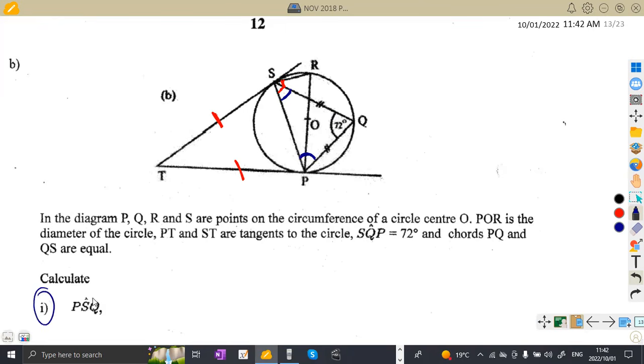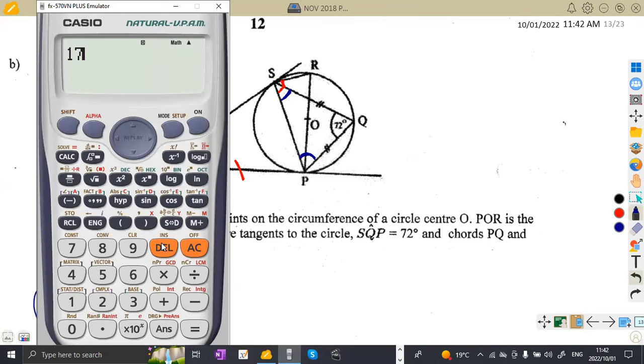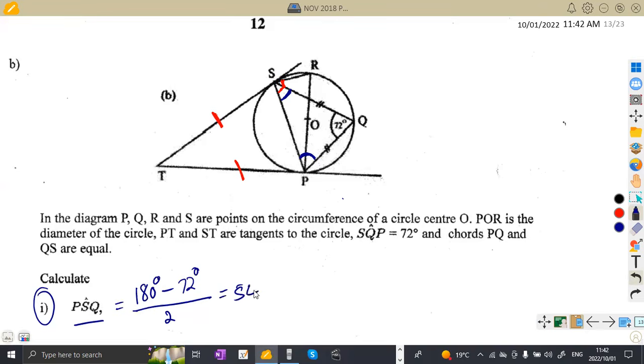Okay, so the first one, calculate PSQ. Remember, we say this angle and this angle are equal. Angles in a triangle add up to 180 degrees, so I subtract the 72 degrees from 180, and whatever I get, I divide by 2, because these two angles are equal. So 180 minus 72, divided by 2, is going to be 54 degrees. So this is 54, and also this whole angle is 54.